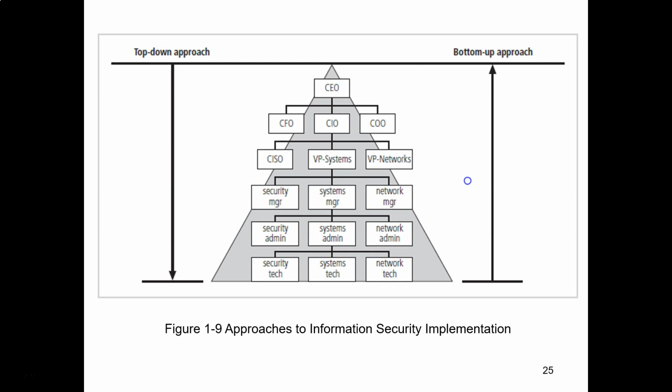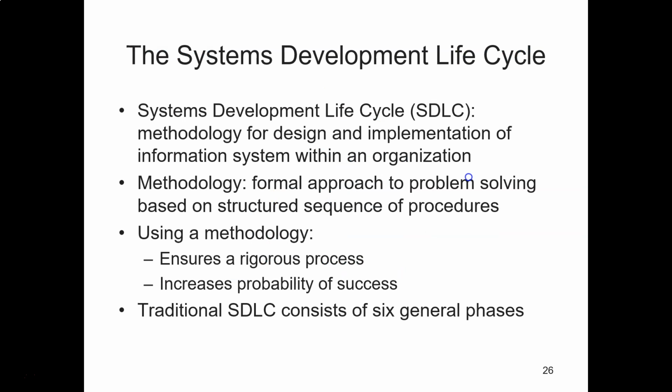This figure shows the direction of the arrows for the two approaches, the top down and the bottom up. The direction of the arrows shows from which direction the pressure for success is driven. The system development life cycle is a methodology for the design and implementation of an information system in an organization, which is based on defining system requirements, analyzing these requirements, designing the system, implementing, and measuring.